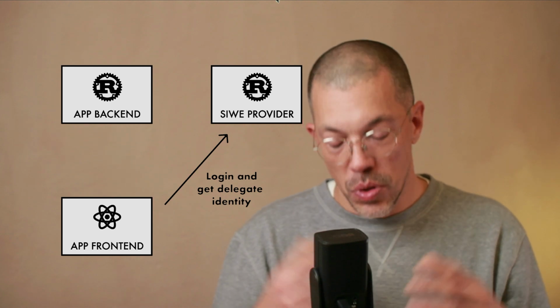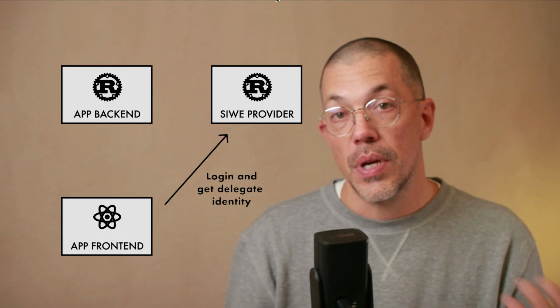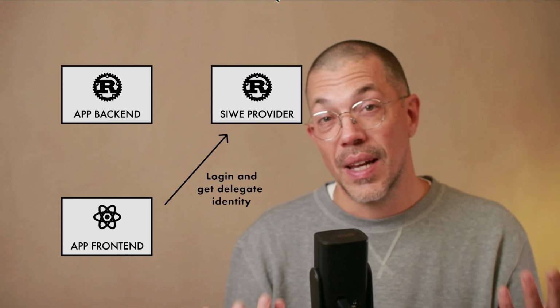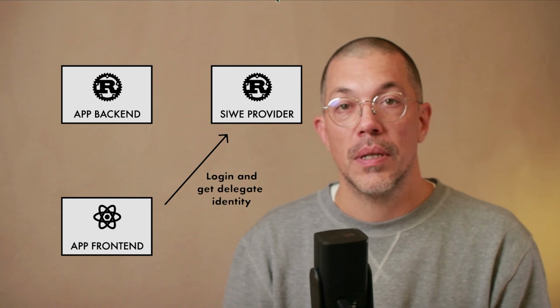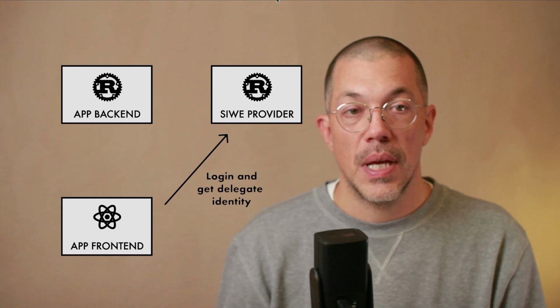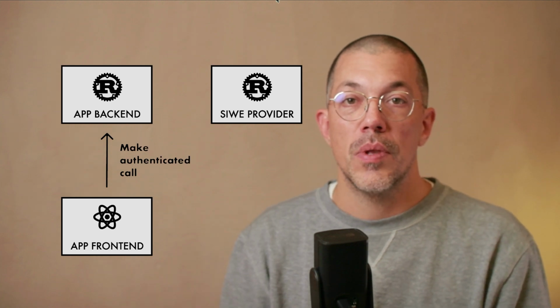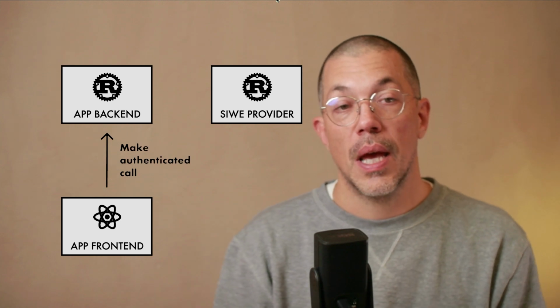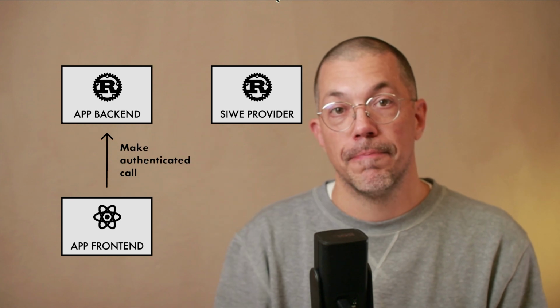Once it knows which user signed the message, it can generate what is called a delegate identity and return that to the application front end. And once the application front end has that identity, basically now we're done. Now the application front end can make authenticated calls to the application backend.